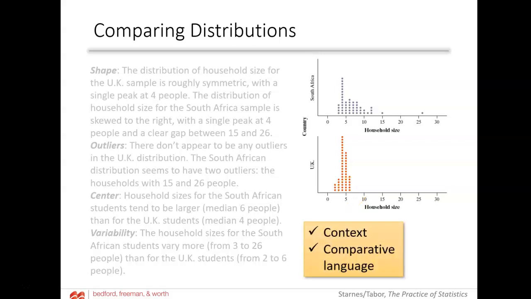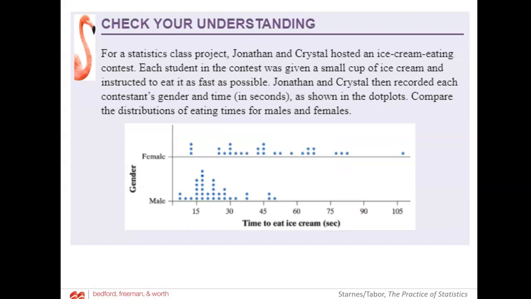Okay, so did we have context and comparative language? You bet we did. I didn't go through and highlight all of them, but we should, huh? We'll do that in class, I bet. All right, let's check our understanding.